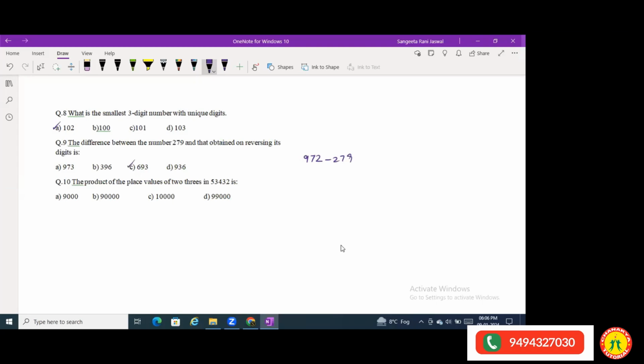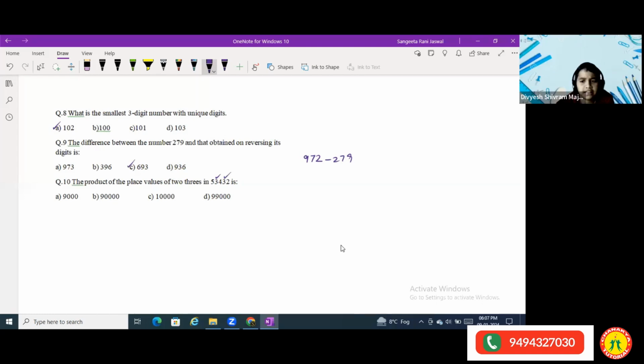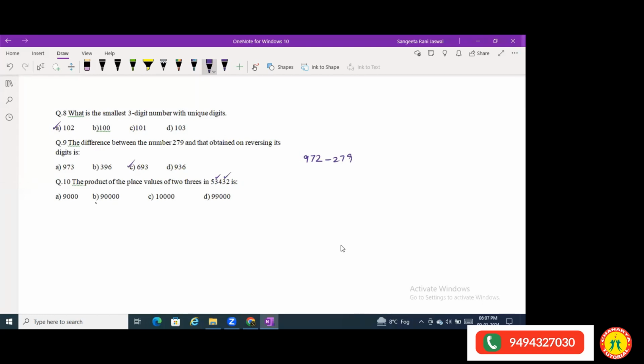The product of the place values of the 2 threes in this number is, now one place value is 3,000, the other one is 30. So 3,000 into 30 is, ma'am, 90,000. That's option B.